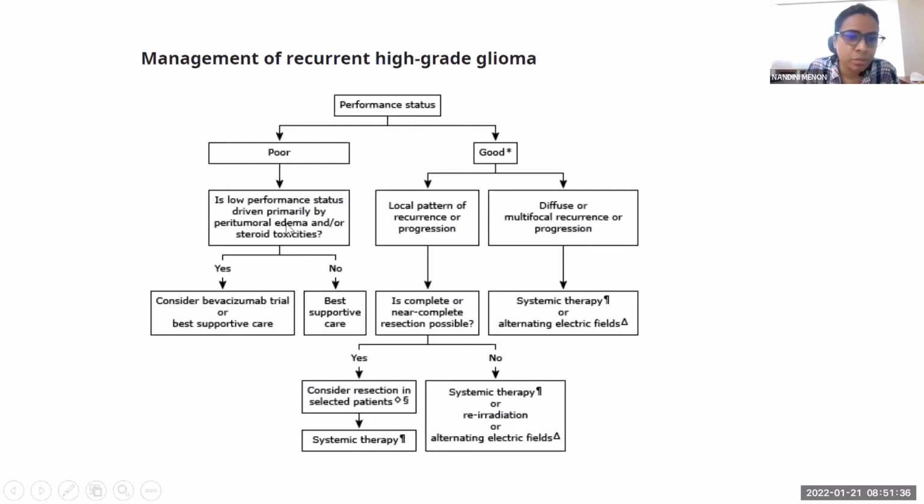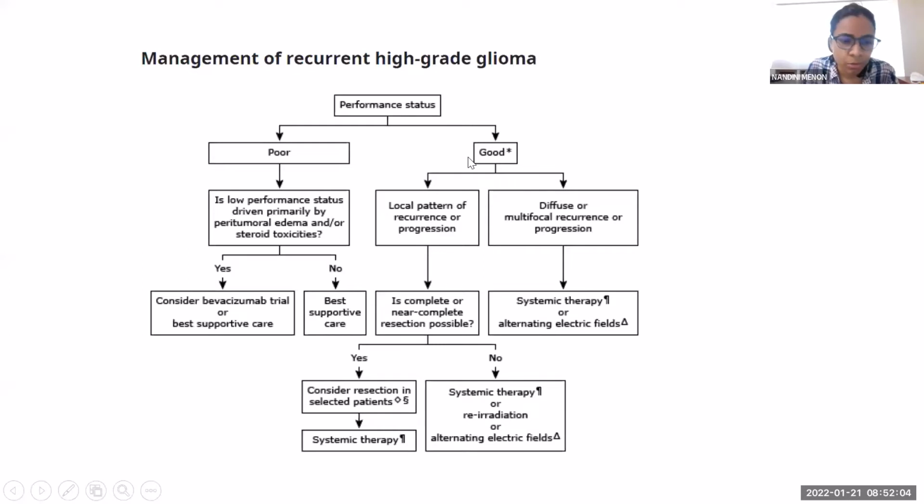And if the patient has a poor performance status, a lot of them wheelchair bound, then you look at whether it is because of edema or steroid toxicities. If it is because of these, then you can shift the patient to bevacizumab, which spares steroids, and try. Otherwise, if he doesn't improve, then best supportive care. If the poor performance status is not because of edema related symptoms, then ultimately we know it is the disease which is so aggressive. So the patient goes on to best supportive care alone.